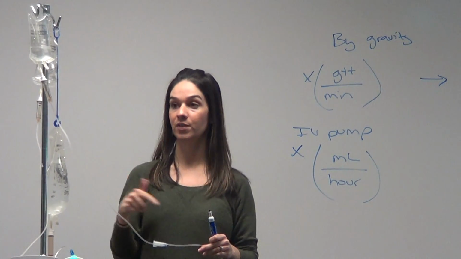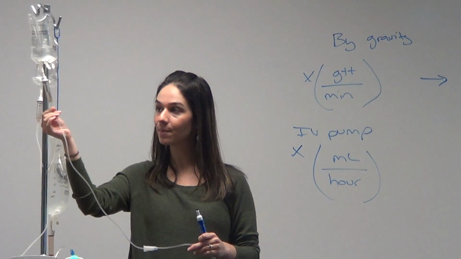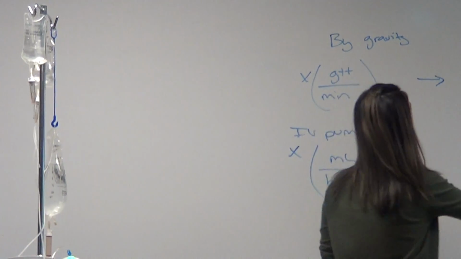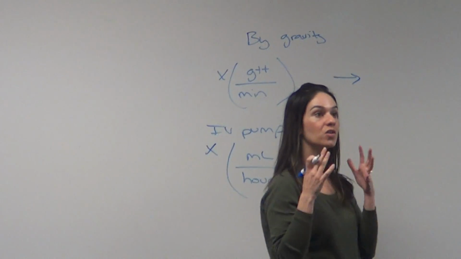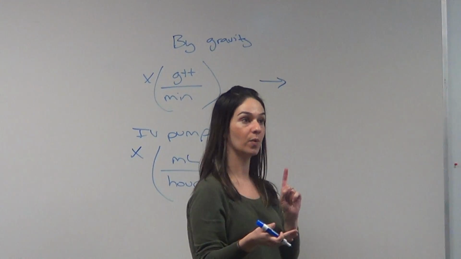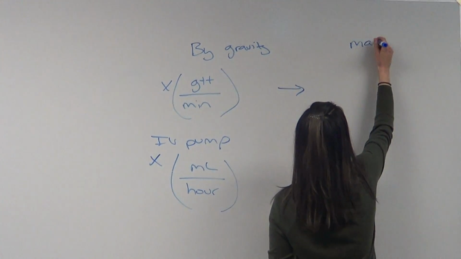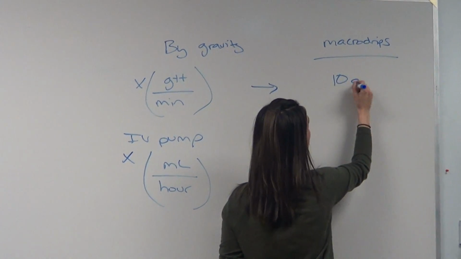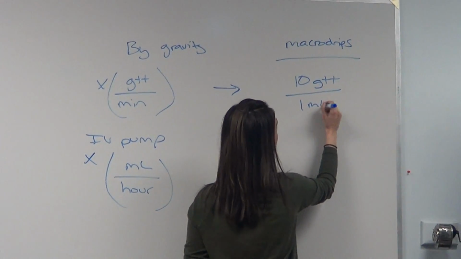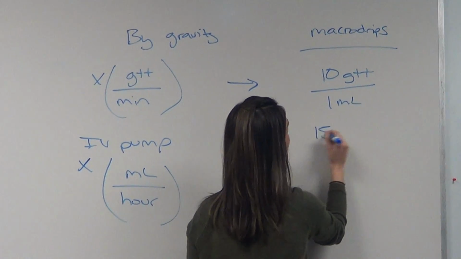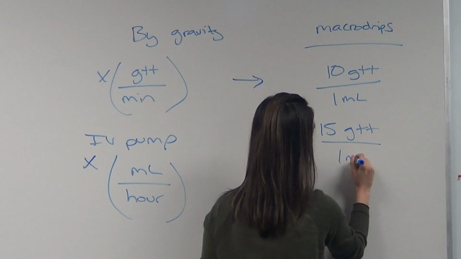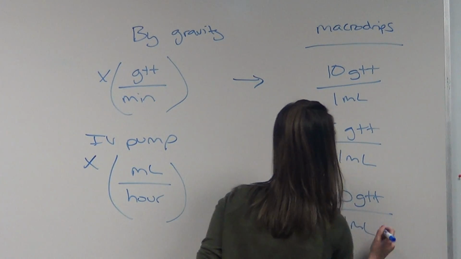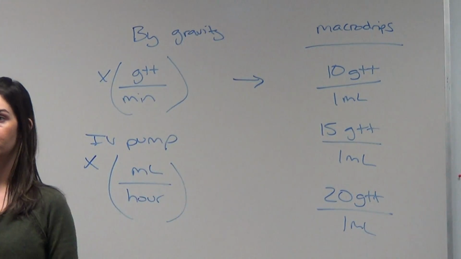That means the diameter of the tubing is bigger, so will the drop be bigger? Yes. So more will be infused into the client. Micro drips, the diameter of the tubing is smaller, so will less go in. So your macro drips, it's always per 1 ml. We want to know how many drops will go in per 1 ml. So with your macro drips, you can have 10 GTT per 1 ml, okay? You can have 15 GTT per 1 ml, or you can have 20 GTT per 1 ml. Those can all be macro drips, all of them.